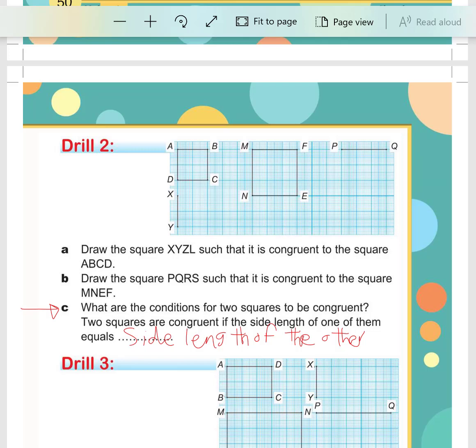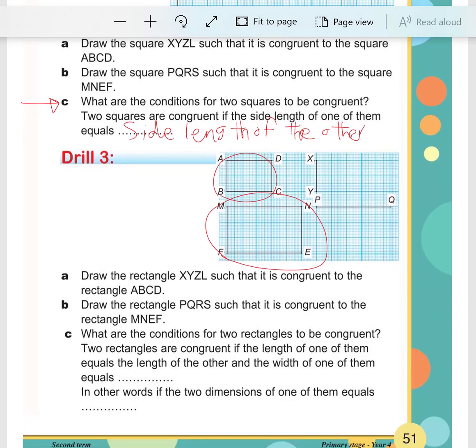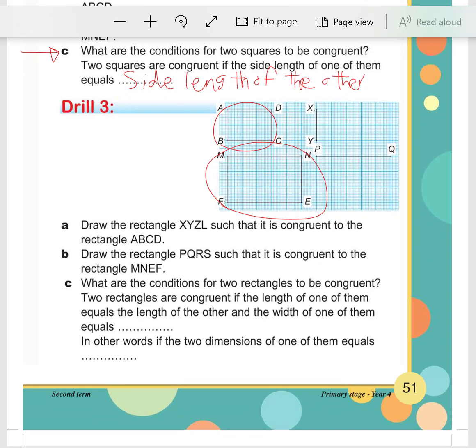The second case, the rectangle. All of us know that all rectangles have angles of 90 degrees, so we want the two dimensions to be equal in the two rectangles. So look at letter C. That means the two rectangles are congruent if the two dimensions are equal in the two rectangles.